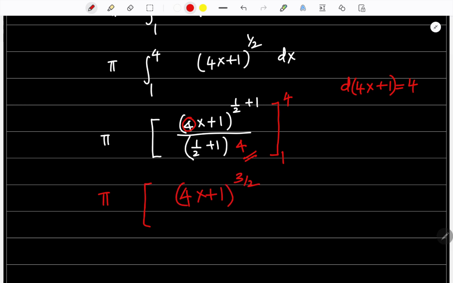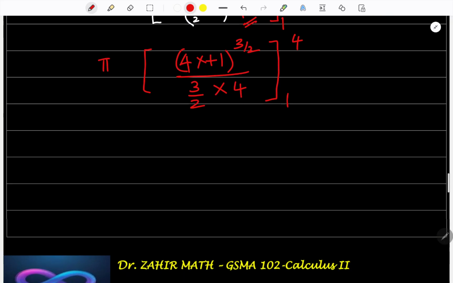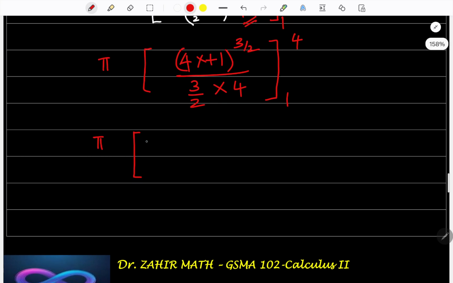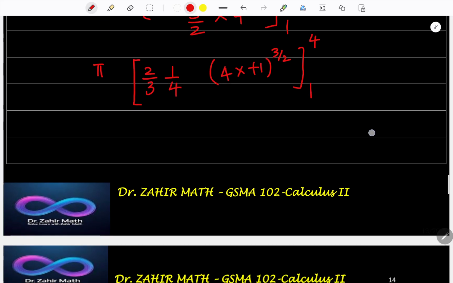So how it goes, let me do the final step also, which is 4x plus 1 to the power of half plus 1, which is 3 by 2, divided by 3 by 2 multiplied by 4, from 1 to 4. Carefully you should do it. Keep in your mind. So which is pi. This 3 over 2 goes as flip, 2 over 3, and this 1 over 4 in the down. If you are not familiar, use calculator. And then 4x plus 1 to the power of 3 by 2, from 1 to 4, right?